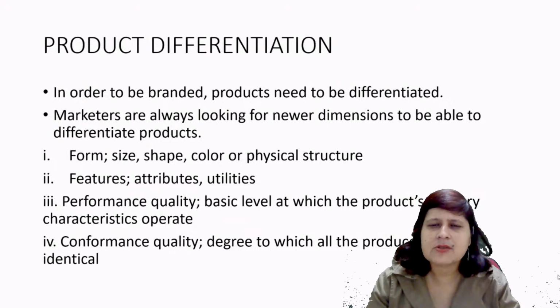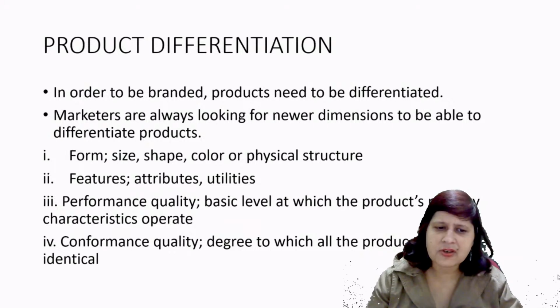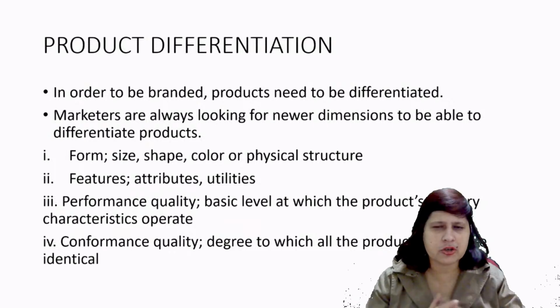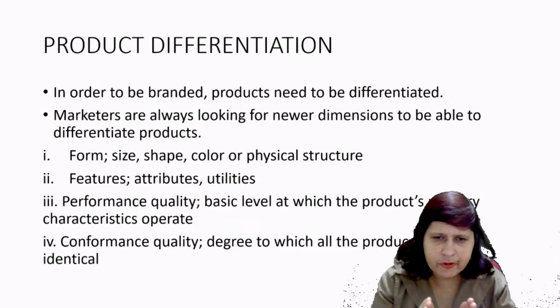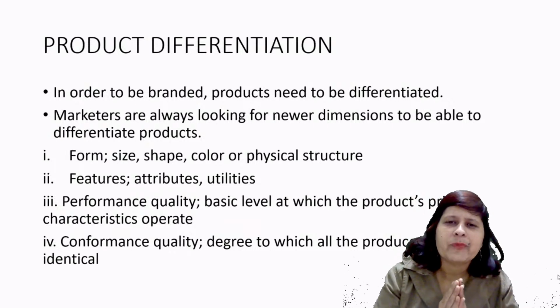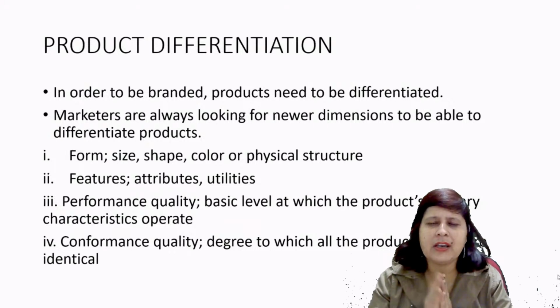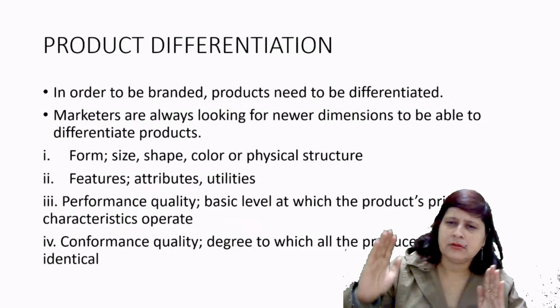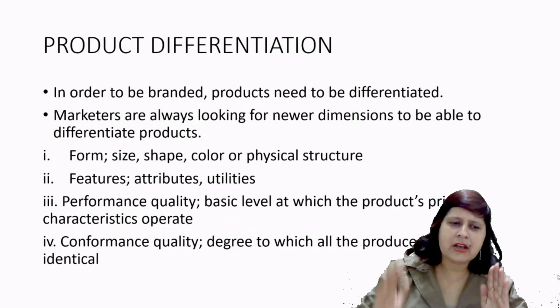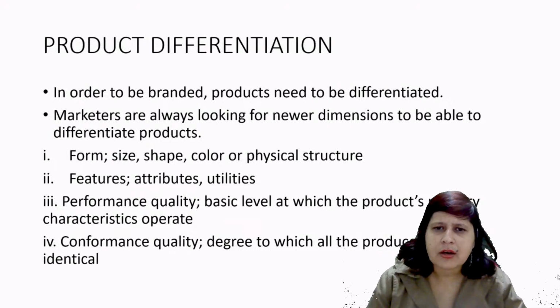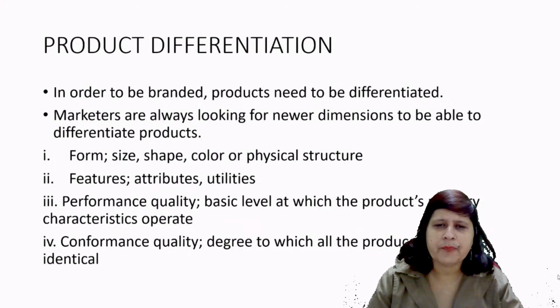The differentiation could be on the basis of form, right? It could be on the basis of size of the product, shape of the product, color of the product, or the physical structure of the product, right? The size of the product. See, many companies change the size of the product as per the requirement of the customer, right? The color plays an important role. The physical structure plays an important role, right?